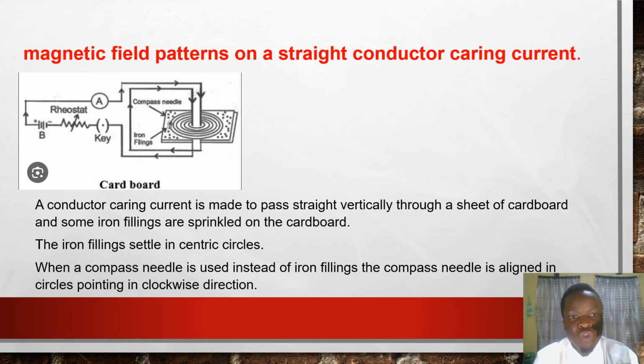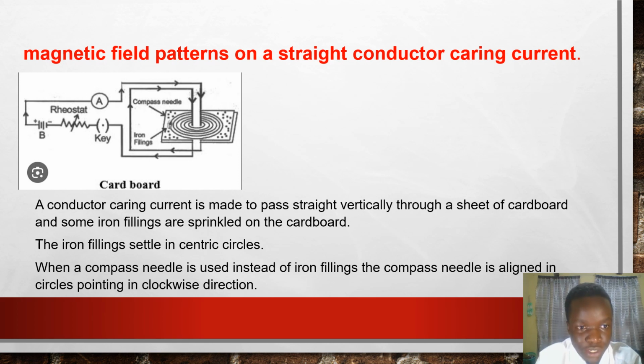Hence, we are moving to magnetic field patterns. We'll be looking at magnetic field patterns in two scenarios: in a straight conductor and in a solenoid. A straight conductor is a straight wire, something that is straight, and a solenoid is something that is coiled, either coiled around an iron core or just coiled, looking like a spring.